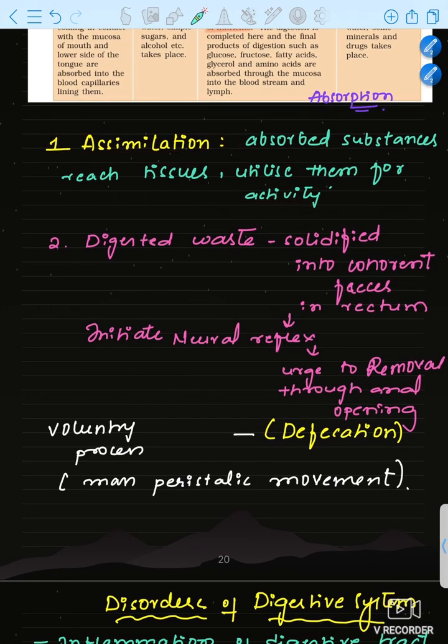Okay, now digested waste. Waste should be removed through the rectum and anus. So it solidifies into coherent feces. It becomes solid, into coherent feces in the rectum.